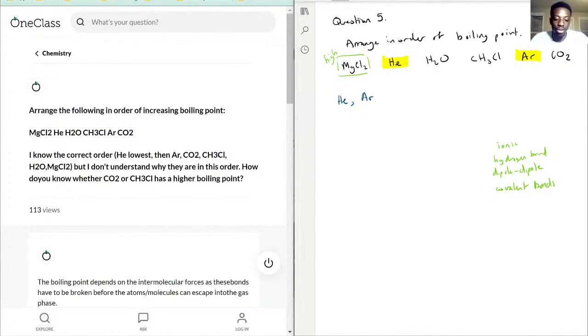Okay, so with that, we're going to see how we break these down. As I mentioned, hydrogen bond is the next one, so H2O follows suit, because that's how it's broken down. So boiling points will increase this way. So we have the highest and the second highest. Now, as the student was asking here, how do you know between CO2 and CH3Cl? In this case, just draw it out and you will see from there.